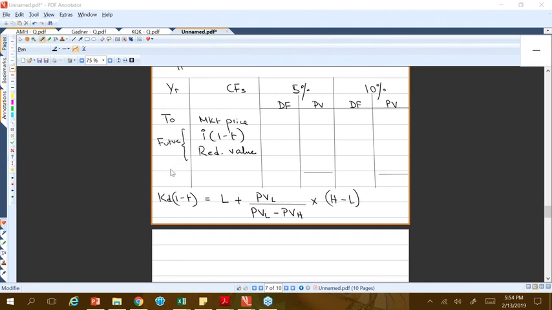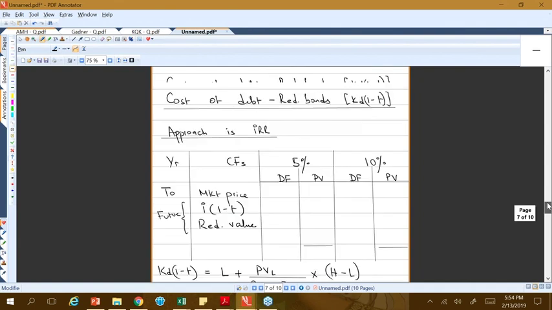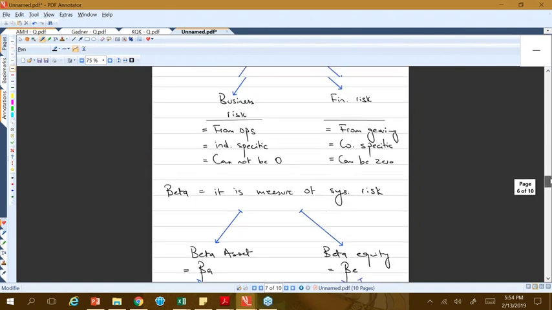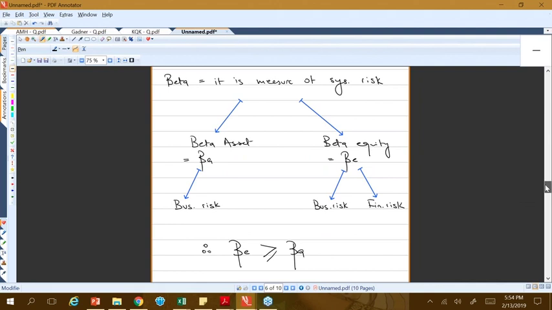The last question here is to talk briefly about beta. Beta is the measure of systematic risk. There are two types of betas, beta asset and beta equity. Beta asset has just business risk, and beta equity has business and financial risk, because systematic risk is business and financial risk. Remember, financial risk can be zero. Business risk cannot be zero, which means beta equity will always be greater than or equal to the beta asset.